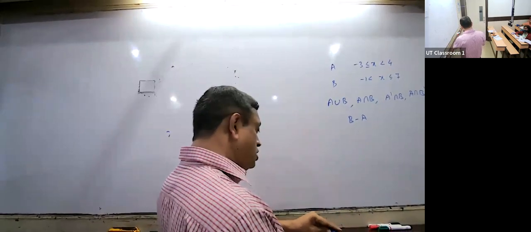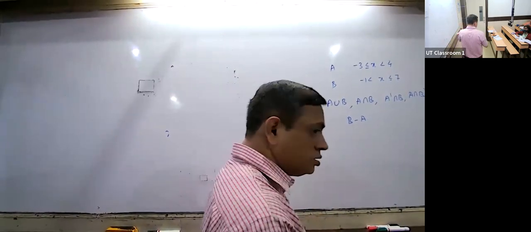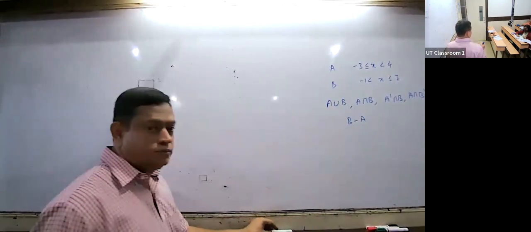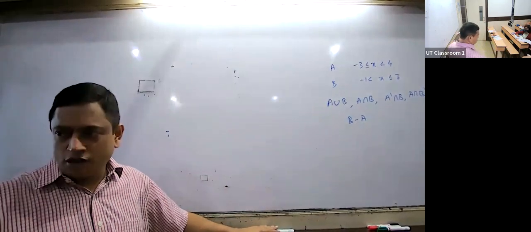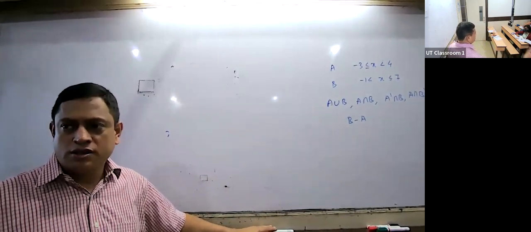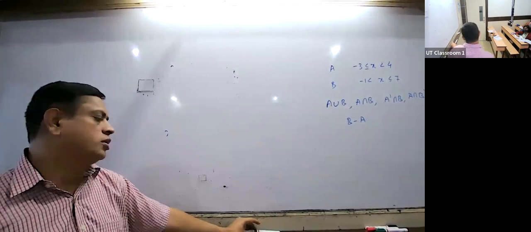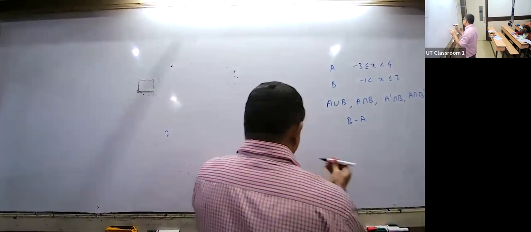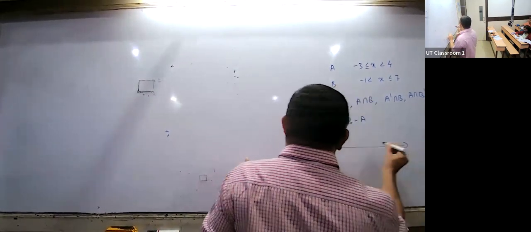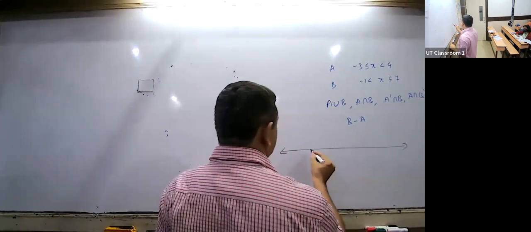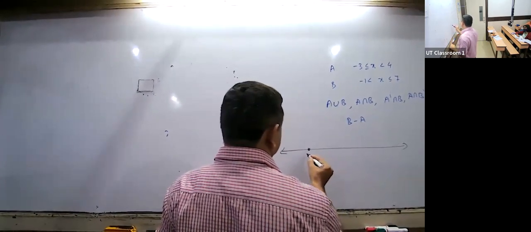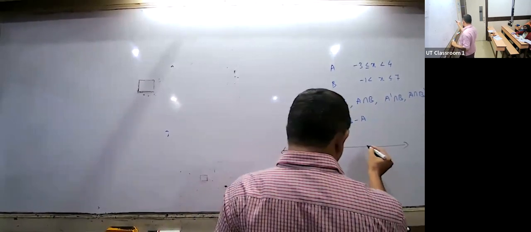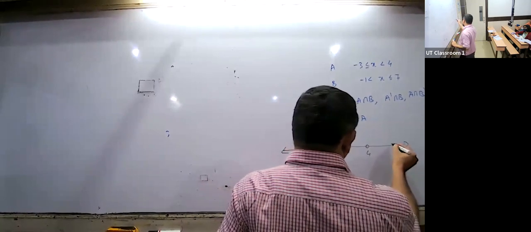You know what you mean by union? Yes, sir. Means all. Intersection. What do you mean by complement? Outside of that set, belonging to the universal set. Okay, this much you remember. Those who have a problem, unable to do, look here. I just draw a number line. There are 4 numbers involved. Which are the 4 numbers? Minus 3 is included. Minus 1 is included. 4 is included. 7 is included.